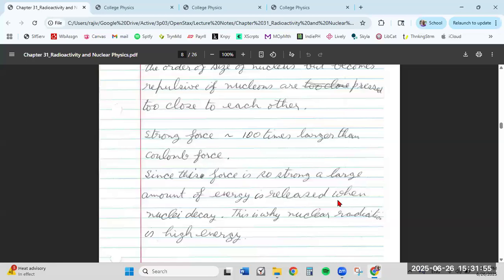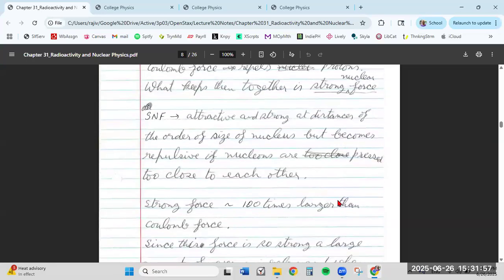And the same thing is true on the other extreme. If you press them too close to each other, this strong force becomes a repulsive force as well.